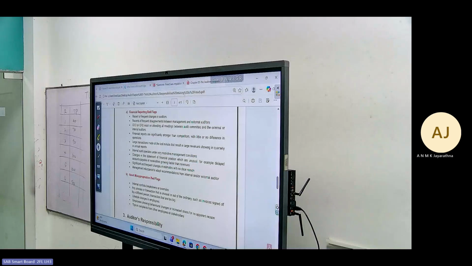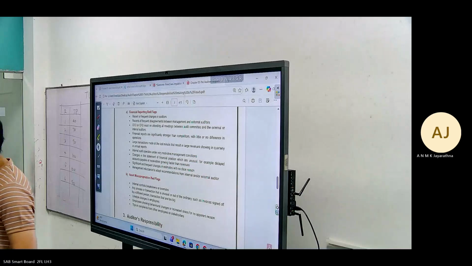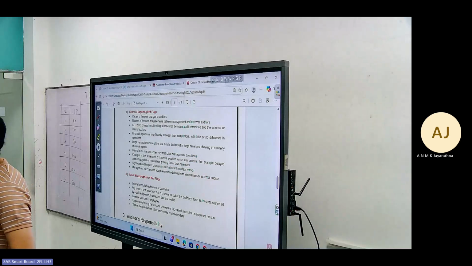So these are the red flags given in the scenario. Now, how to write the answer? Red flags are there. You have to identify 4, 5, or 6 red flags, and you have to give the reason why this could be happening. Clear? Understood?